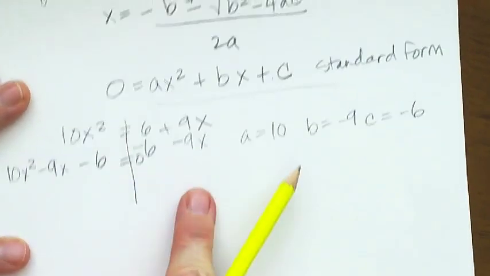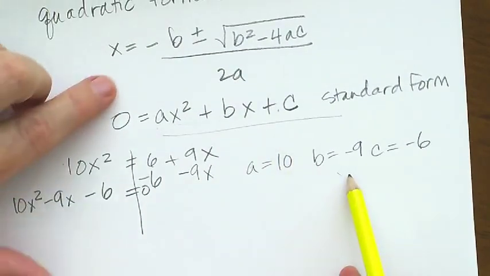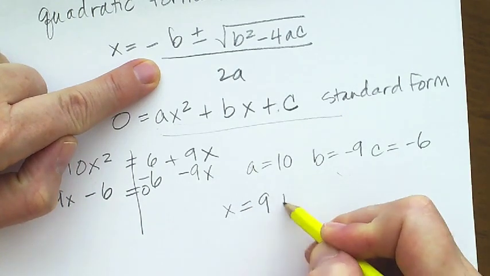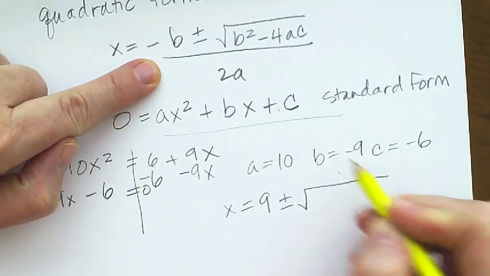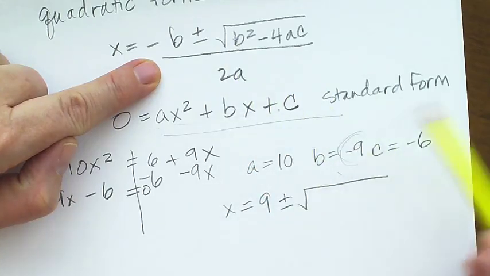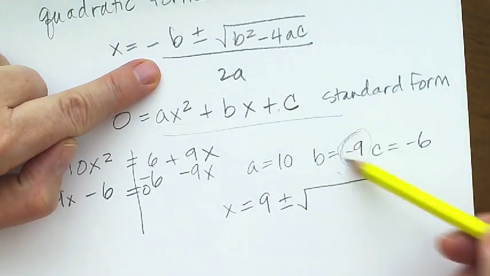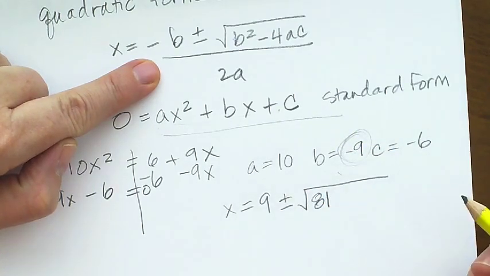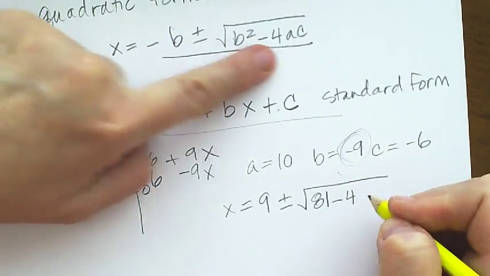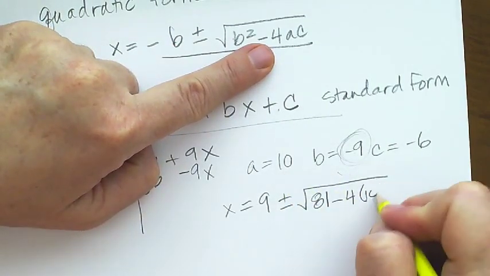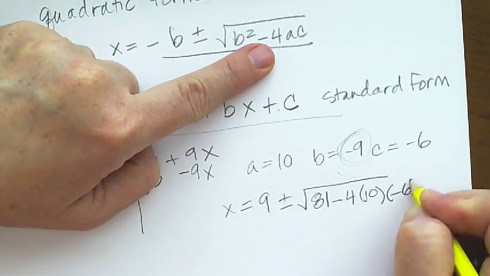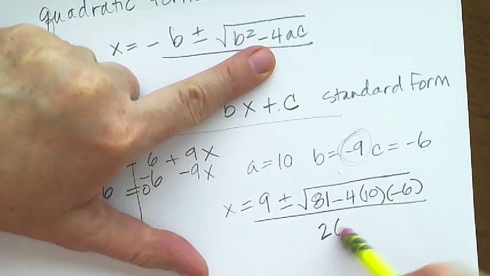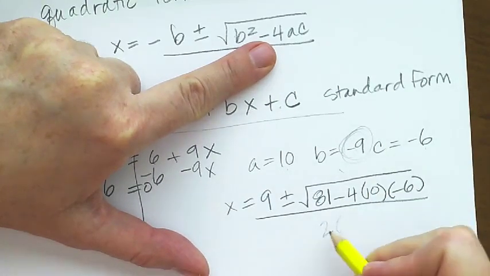So then I'm just going to plug into the quadratic formula. The opposite of b would be positive 9, plus or minus the square root of b squared. Now when you square a negative, you get a positive. When you square a positive, you get a positive. So I'm just going to square negative 9, 81, minus 4 times a times c, all divided by 2 times a. Well, let's just put 20. 2 times 10 is 20.